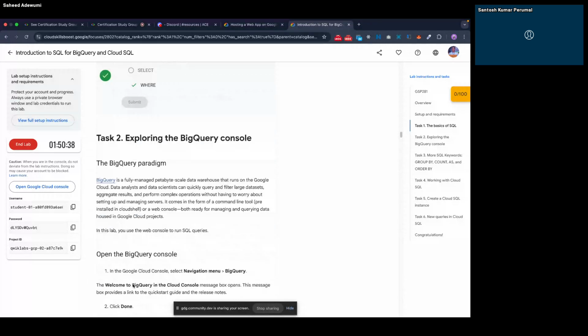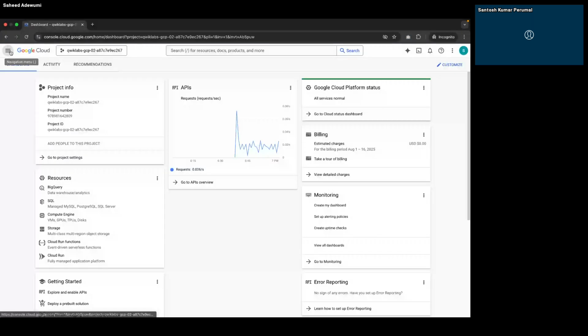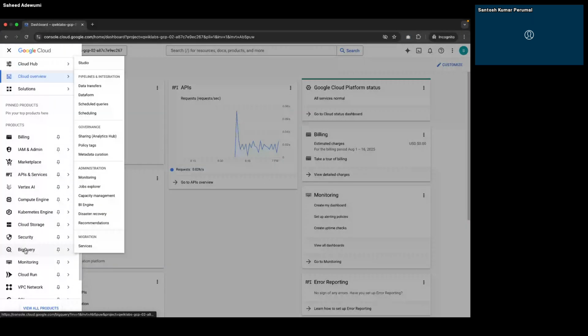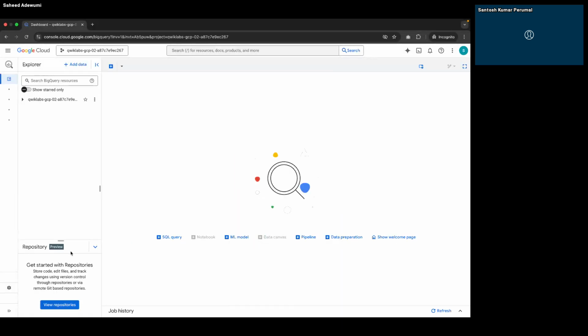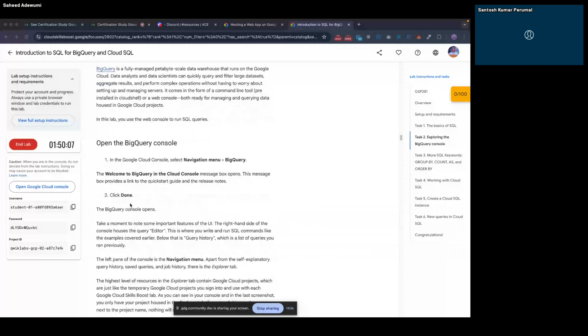So we are talking about BigQuery here, and we are told to explore the BigQuery console. If you want to access BigQuery, you come to the navigation side, look at the BigQuery sidebar, and click on it. So this is BigQuery. BigQuery is majorly used for analytics of your data, your SQL, your project. You can use SQL to run your BigQuery. Okay, so I've done this.